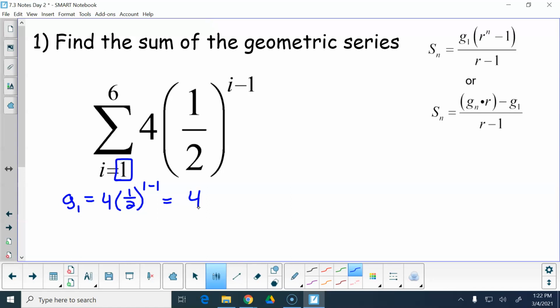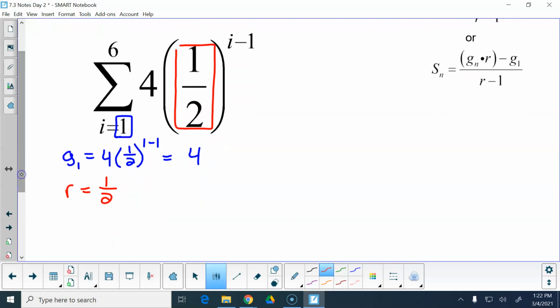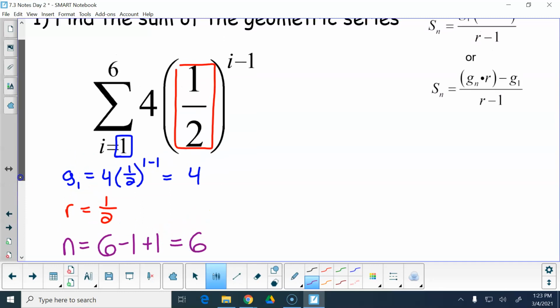I need my r value. My r value is whatever has the exponent attached to it. That is 1/2. I need my n value. n is going to be 6 minus 1 plus 1, which is just 6.